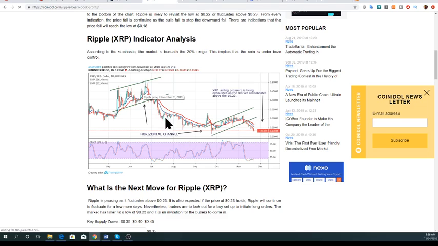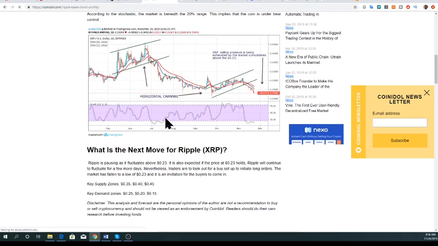So he's arguing what the next move can be, whether the price will go into the demand zone or into the supply zone. That has to be tested, right?